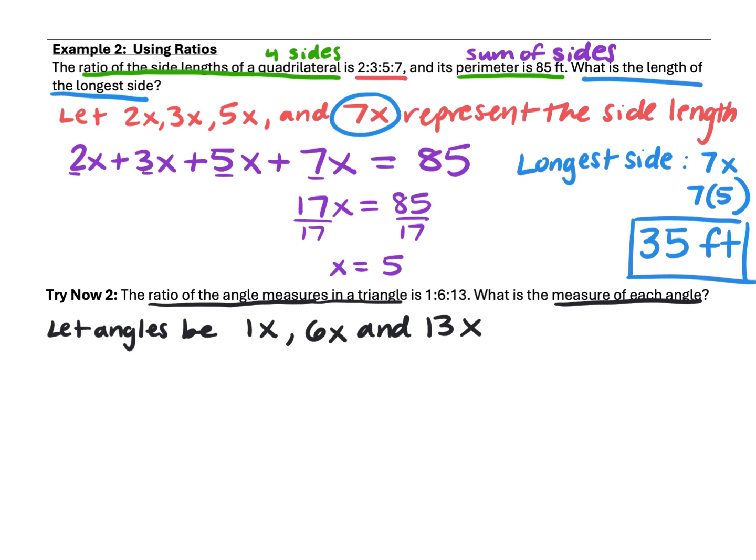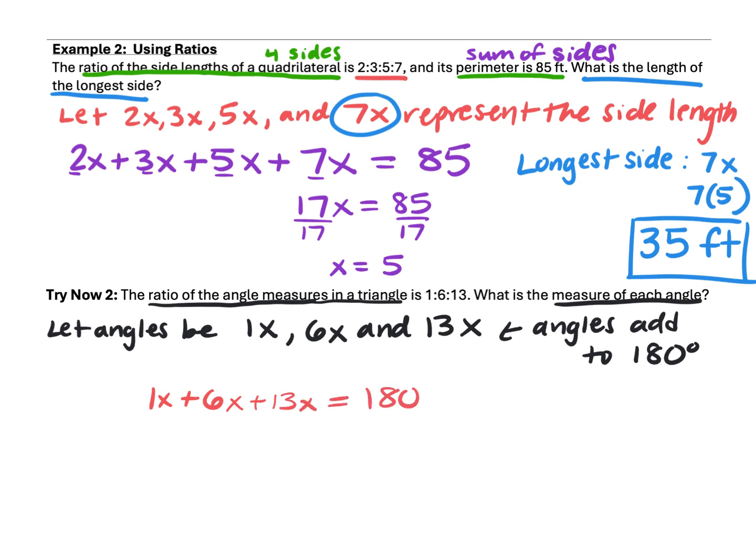Remember that in a triangle, the 3 angles always add to 180 degrees. That's the triangle sum theorem. So to solve this question, we can go 1x plus 6x plus 13x equals 180. And now let's just combine our like terms there. That equals 20x equals 180. We'll divide each side by 20 to get x equals 9.